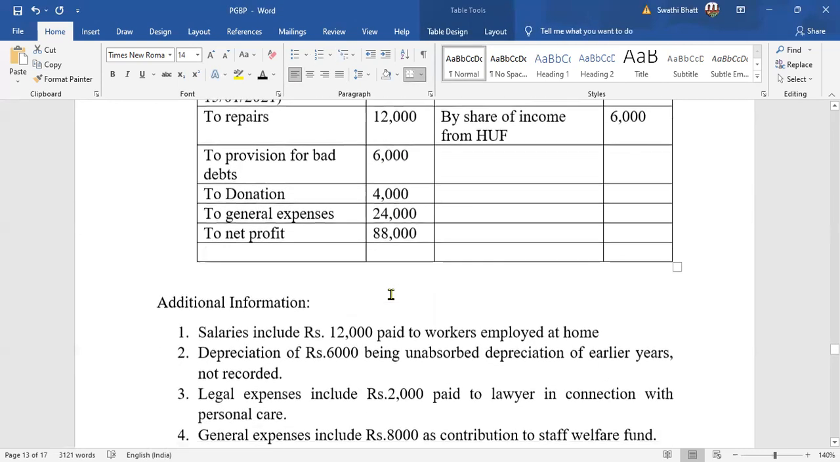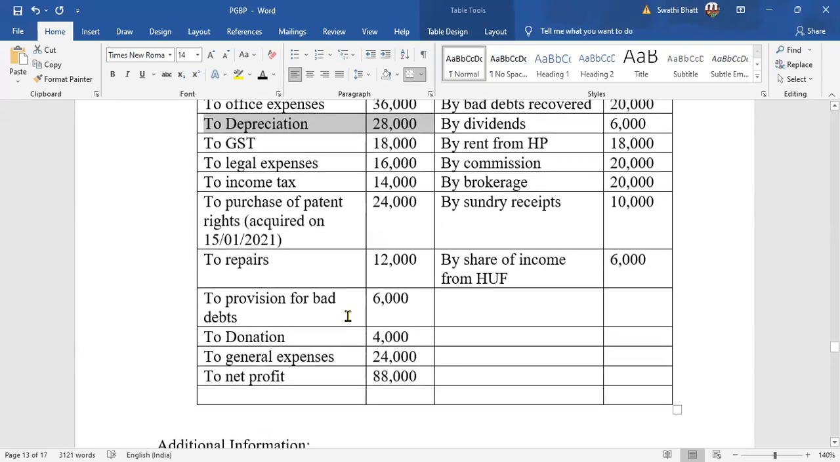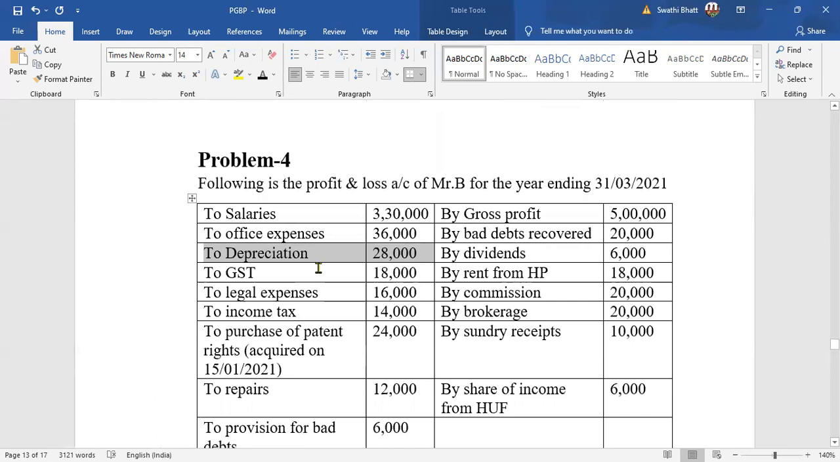So since there is no information regarding what is the amount of allowable depreciation, that information is missing in the additional information. So we will assume that whatever depreciation is shown in the profit and loss account is allowed, and we will just ignore it.